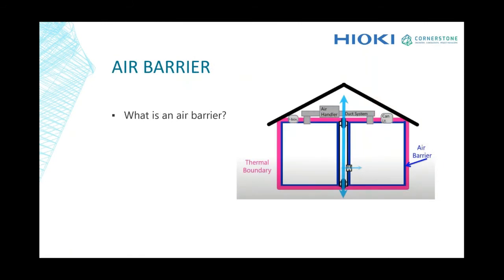Before going into air tightness testing, we need to define what an air barrier is. It's pretty straightforward. An air barrier is something that is designed to control the airflow between the conditioned and the unconditioned space. When the air barrier is continuous, we have a leak-proof system. So the idea is to have a continuous air barrier.